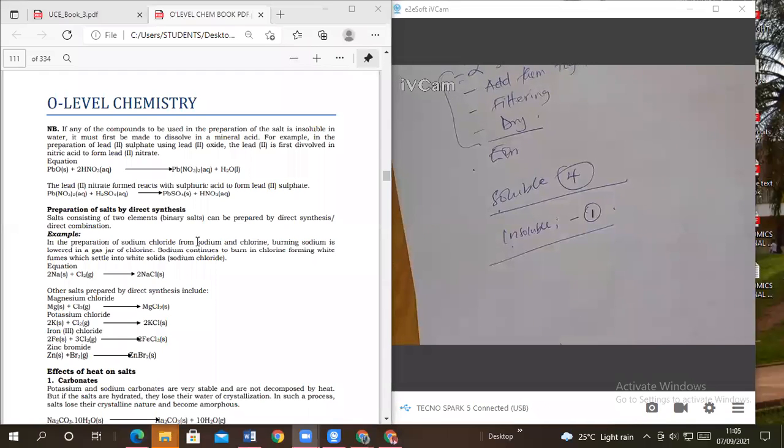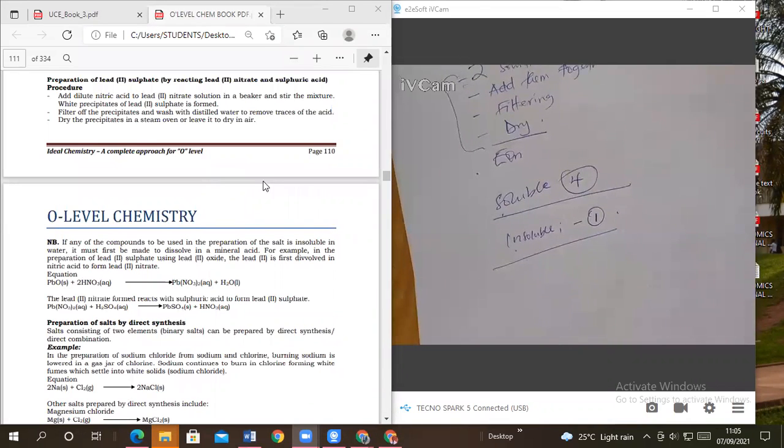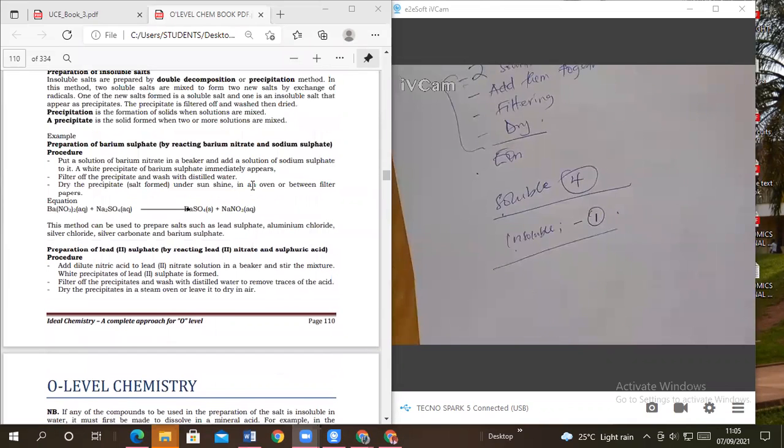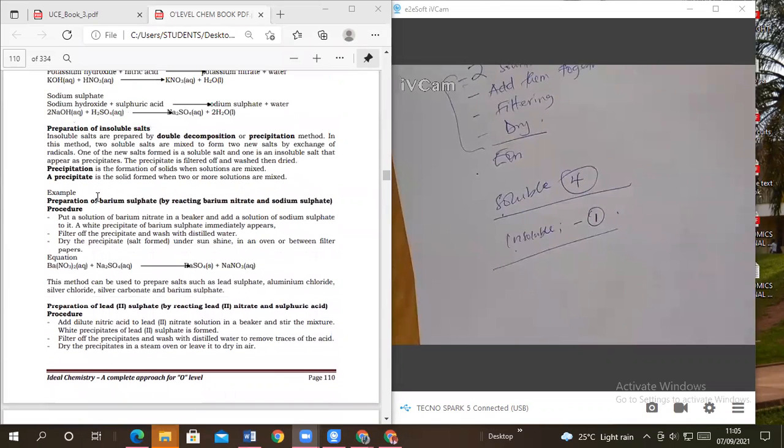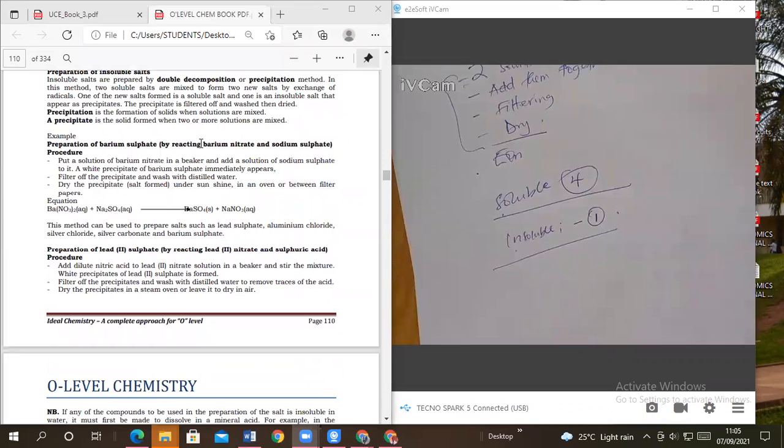I want us to proceed to this. If they ask for any insoluble salt, any, I think we can now get one. An example is barium sulfate. You can get barium nitrate and add sodium sulfate. Or you can get barium nitrate and which acid?